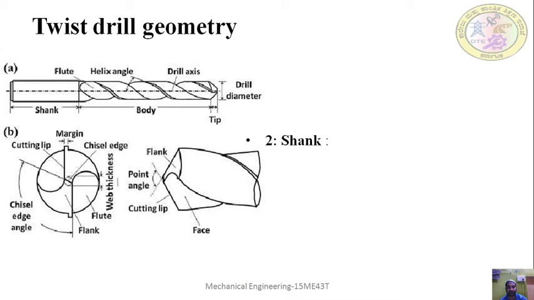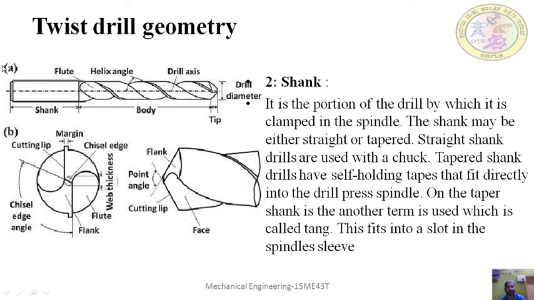Next is shank. The shank is the unmachined or undesigned portion of the body of the twist drill, which is used for holding the drill bit in the chuck or the spindle. This shank portion is used to hold the twist drill to the chuck, or it may be directly to the spindle. It is the portion of the drill by which it is clamped to the spindle. You can see this portion in the figure, it is known as shank.